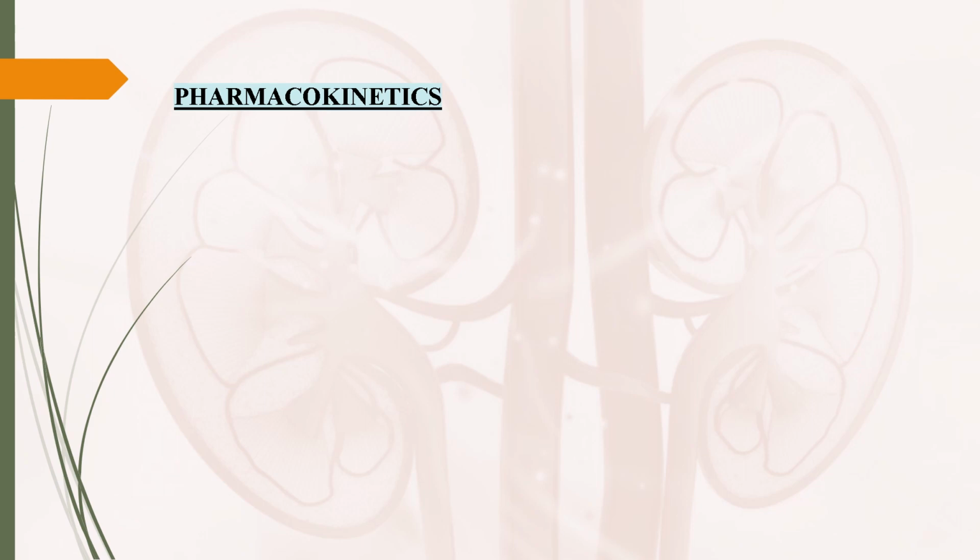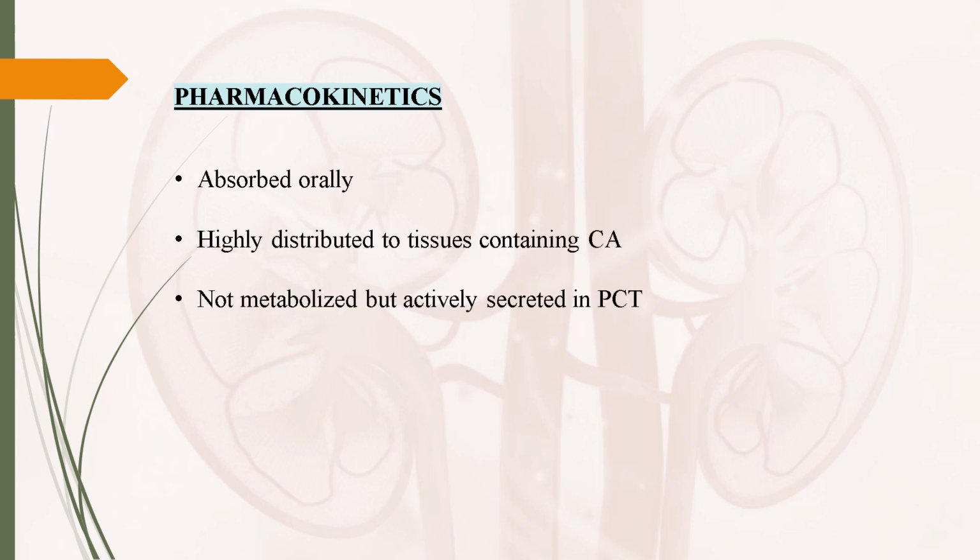Coming to pharmacokinetics. Acetazolamide is absorbed orally. It is highly distributed to tissues containing carbonic anhydrase enzyme. It is not metabolized but actively secreted in the PCT.